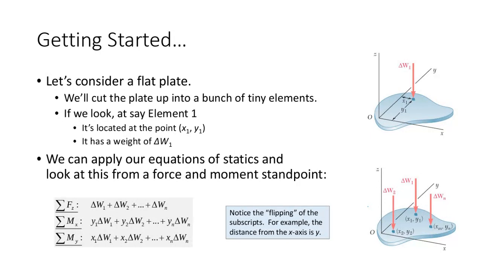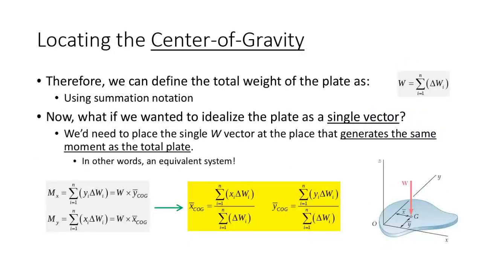Good deal. All right. So let's move on and see if we can start to come up with an idea that makes sense. I propose we can define the total weight of the plate as the sum of all these delta W's, all these little elements. I'm just using summation notation.